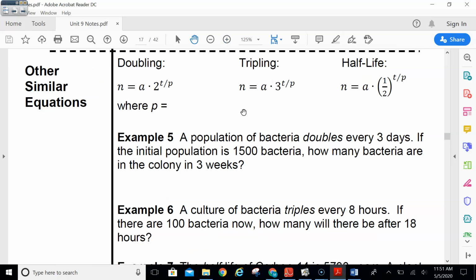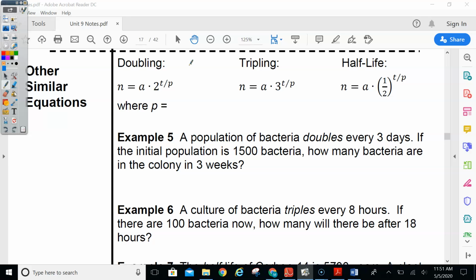Okay, so there are a few other formulas in the growth and decay model. So we have a doubling equation, a tripling equation, and a half-life equation. If you think back to our growth and decay, growth was a times 1 plus r to the t. So here, if r is 100%, it's 100% increasing. 100% is 1, so 1 plus 1 would be 2. So 2 is our growth factor.